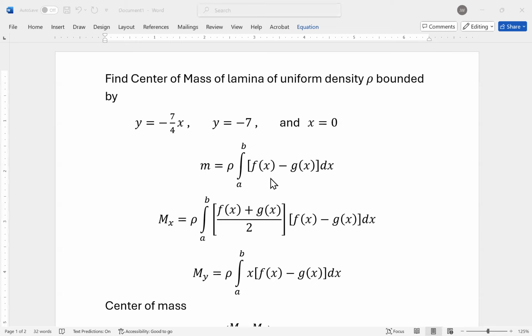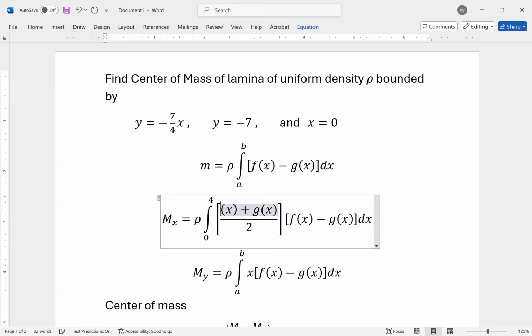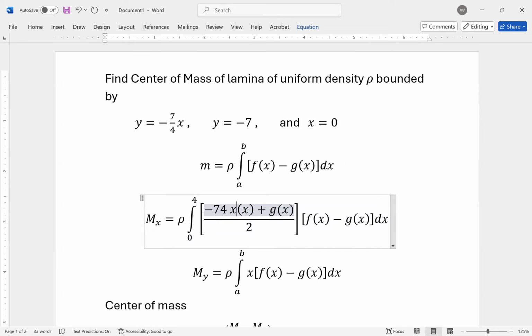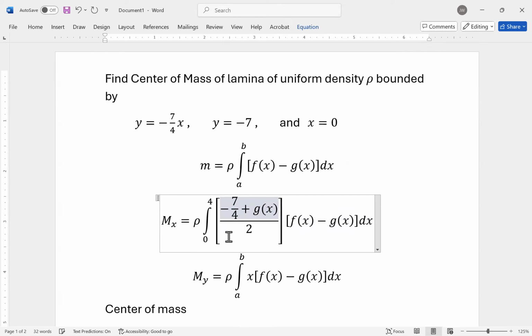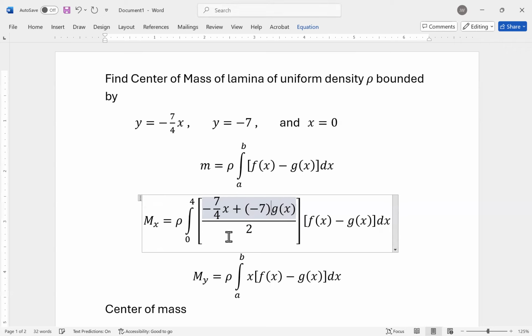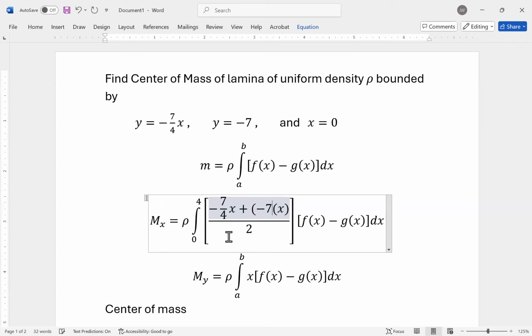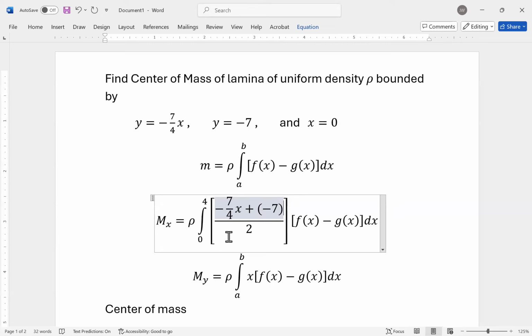Okay, I'm just going to dive into this. Again, the f was y equals negative 7/4 x. The g was negative 7. I like to start at the more complicated ones. We're going to integrate from 0 to positive 4. And we're going to get negative 7/4 times x as my f plus g, which is a negative 7. In fact, instead of doing a plus a negative 7, we could just write a minus 7. That's what I'd probably do.